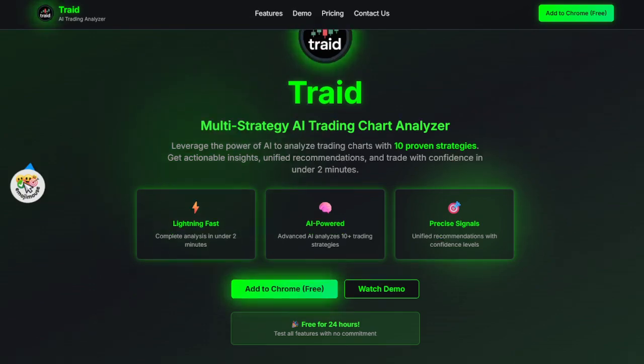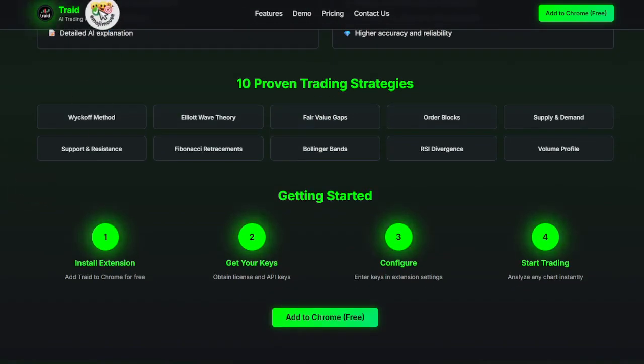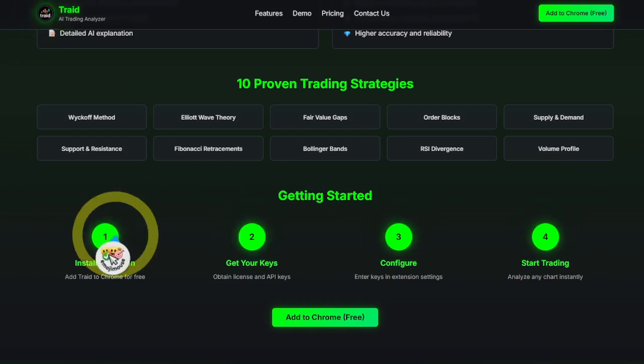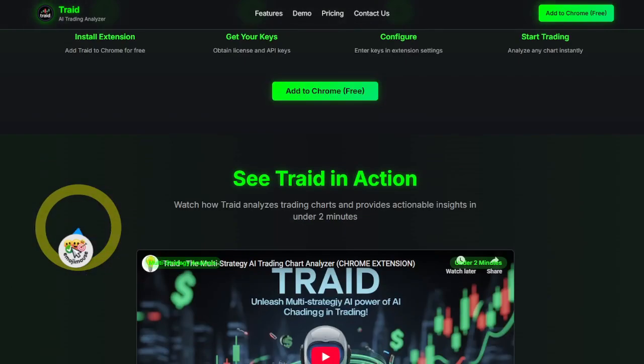Basically, Trade uses AI, pretty advanced AI actually, to look at trading charts. But the key part is how it does it. It uses 10 specific proven trading strategies all at once. 10. Okay. And the promise isn't just spitting out data. It's about giving you actionable insights, unified recommendations. The whole idea is to help you trade with confidence. And quickly, right? I saw something about speed.